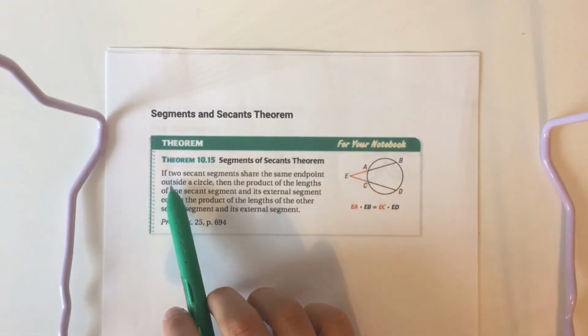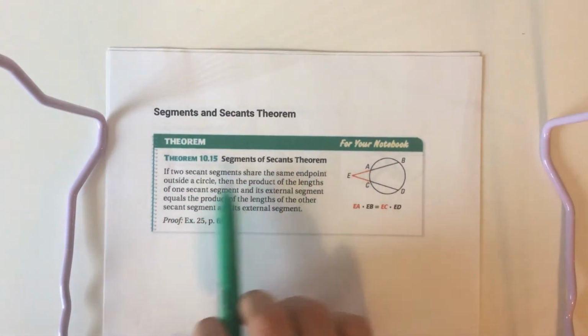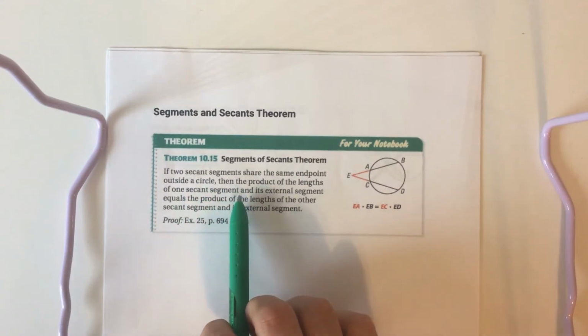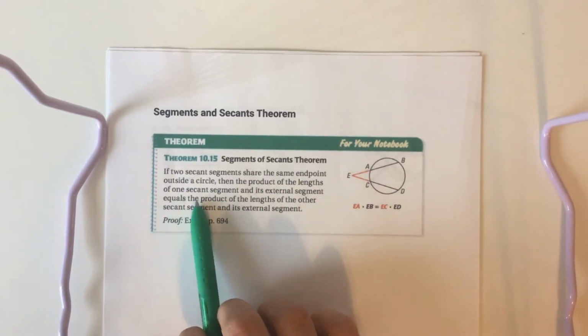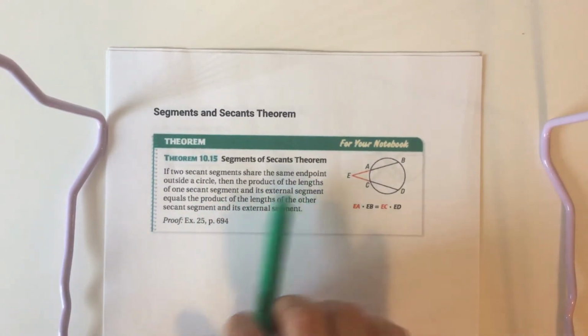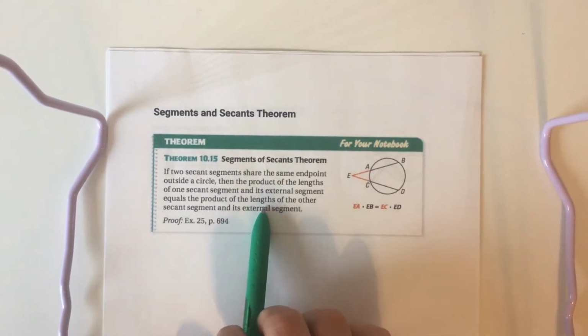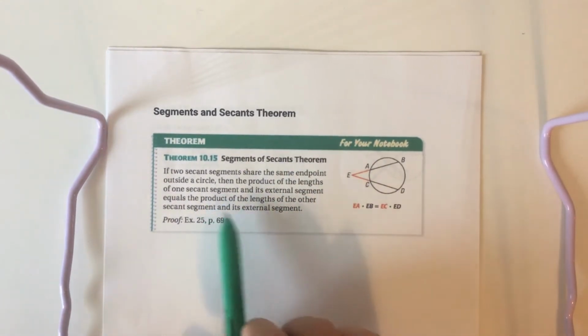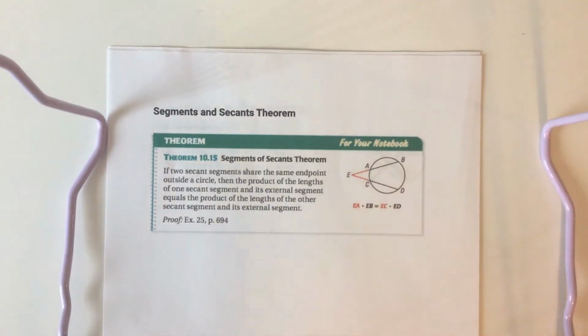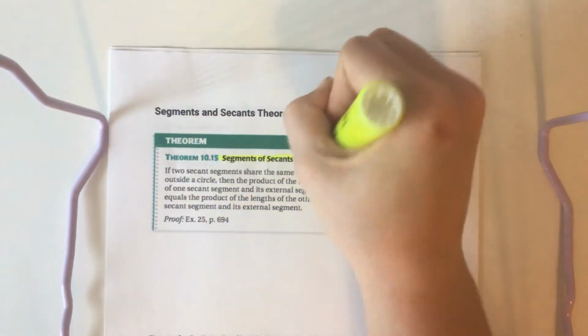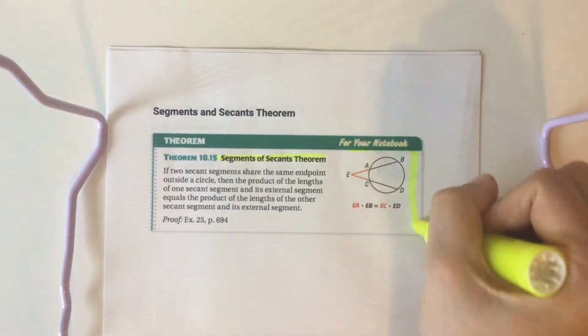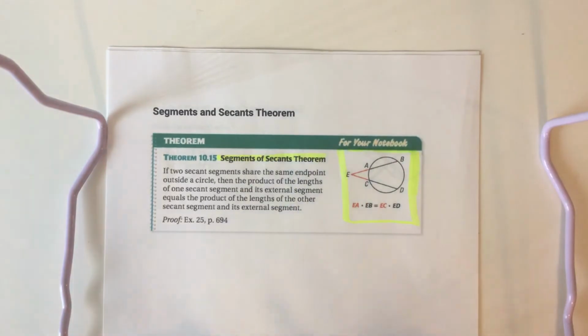Reading along with me, if two secant segments share the same endpoint outside a circle, then the product of the lengths of one secant segment and its external segment equals the product of the lengths of the other secant segment and its external segment. So basically, again, lots of words can get a little bit confusing. I would make sure you guys write down the name and the picture with the little multiplication down here. And just a reminder, product means multiplication.